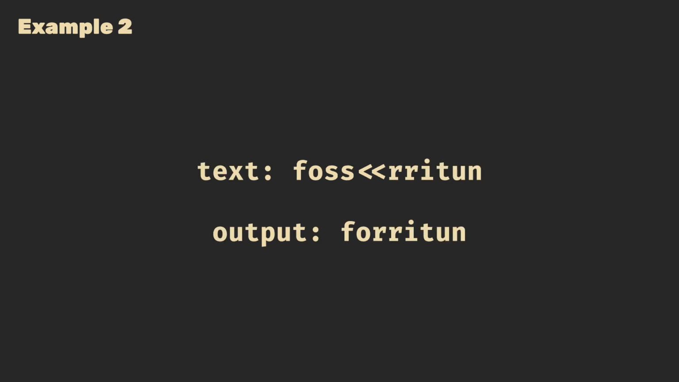Now, for example 2, we get a string which has two backspaces after each other. Imagine that we typed this. Then, of course, the first backspace removes the last letter S. The second backspace removes the one before that. We are then left with the output string for a ton, which is the answer.